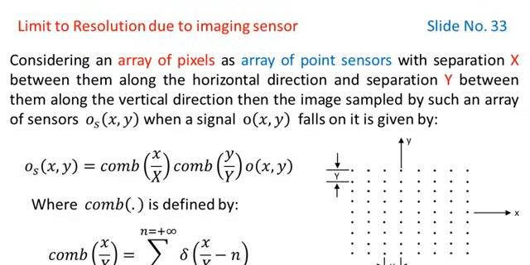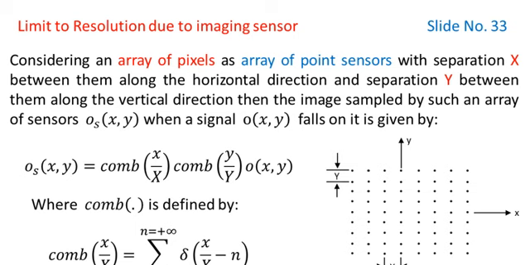So, limit to resolution due to imaging sensor. You see that your mobile camera has a large array of sensors. The sensors are placed in a regular shape. The charged coupled device has sensors which work in the same way as the sensors of your mobile camera, but the CCD has a more precise, more accurate arrangement of sensors and more accurate quality of the sensors.